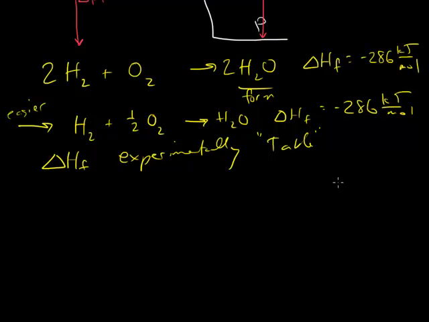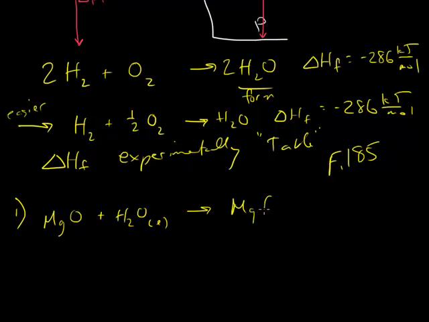To look at an example of a problem like this in our lab manual, if we turn to page F185, the first reaction here is number 1: magnesium oxide solid plus H2O liquid makes magnesium hydroxide solid. In this reaction, you're going to have new compounds formed and other compounds broken down.